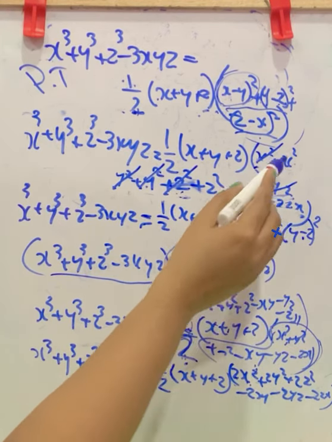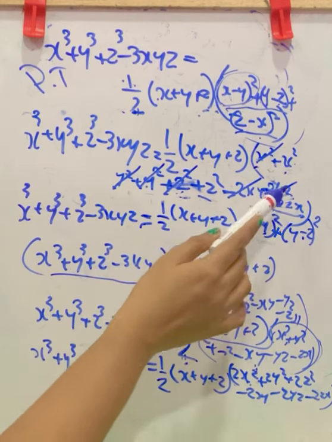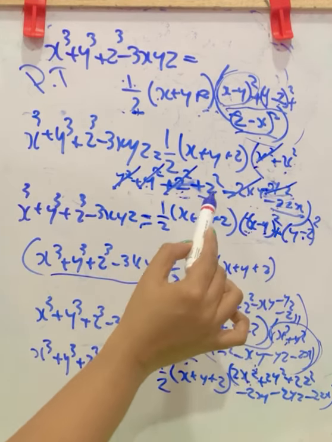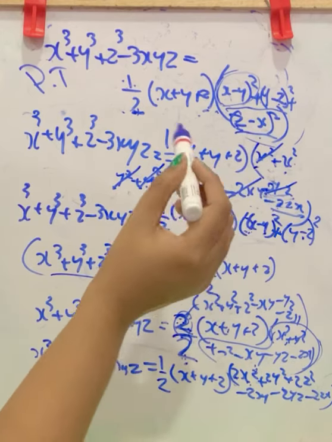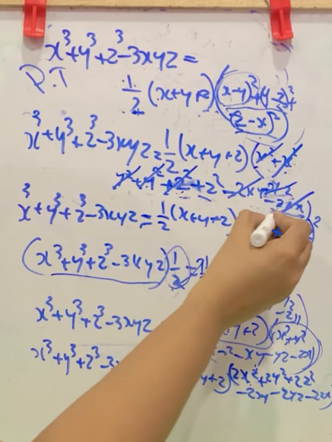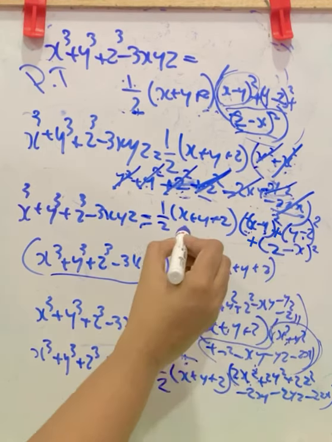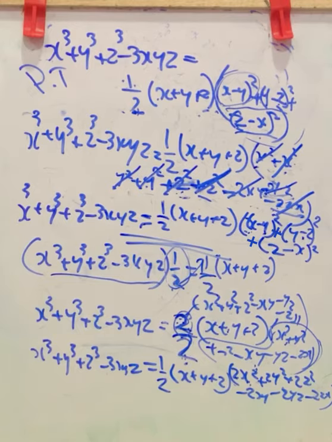Now left is x square plus z square minus 2zx. That is x square minus 2zx plus z square, which is z minus x whole square. So we proved LHS is equal to RHS.